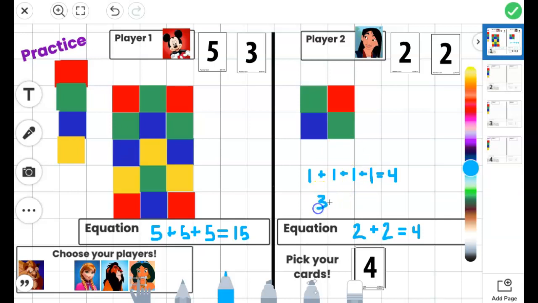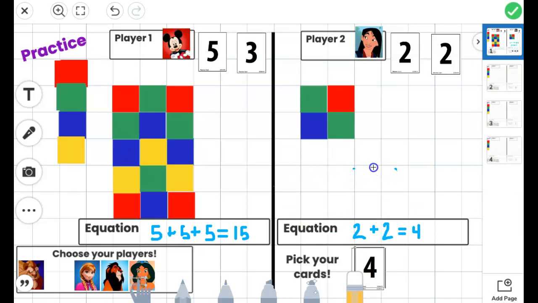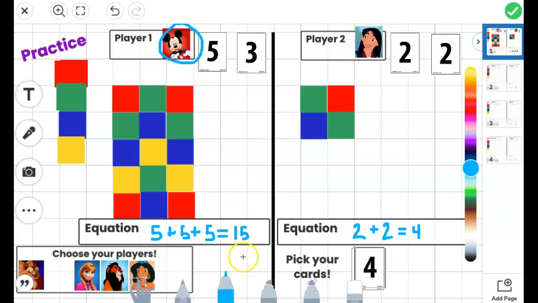Just like 3 plus 1 equals 4 is a correct equation. But do you see a row of 3 or a column of 1? No. Do you see any rows or columns of 1? No. These are correct equations, but they don't represent our array. So the best equation to represent this array is 2 plus 2 equals 4. Now, who's the winner of our game, or of this round? Mickey Mouse, because he has more tiles.